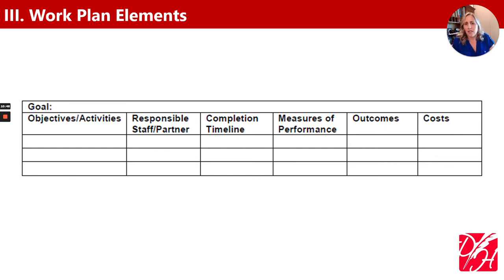Now, this has a lot of information in it, and depending on the format available to you, it might not be the best fit. At a minimum, I would want to see activities, responsible staff, and completion timeline. If you were trying to create a work plan within a narrative, those are the 3 things at a minimum from this example that I would suggest you start with.